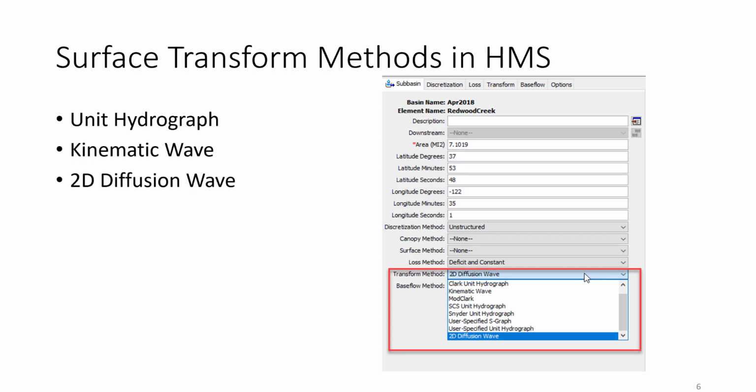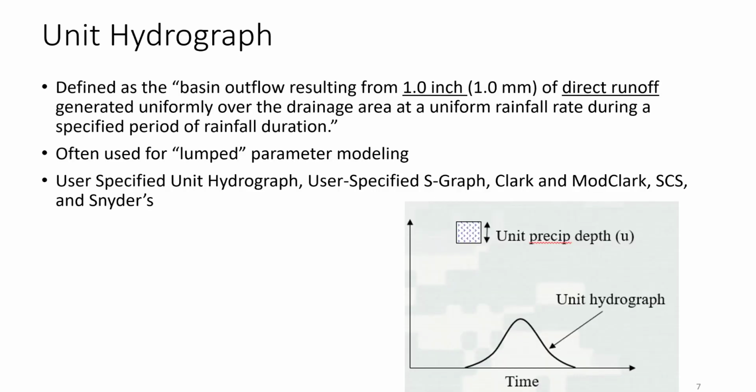In HMS, we have three transform methods available to us: the unit hydrograph method, kinematic wave, and the 2D diffusion wave transform. The first method, and most well known, is the unit hydrograph. So this concept was developed by a guy named Sherman. So Sherman defined the unit hydrograph as the basin outflow resulting from 1 inch or 1 millimeter of direct runoff generated uniformly over the drainage area at a uniform rainfall rate during a specified period of rainfall duration.